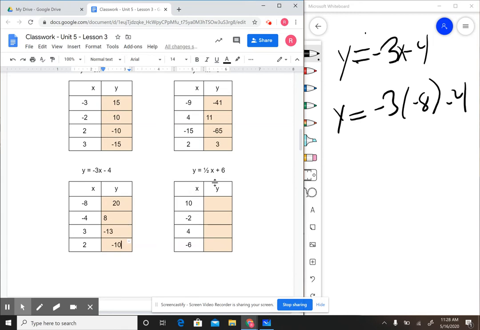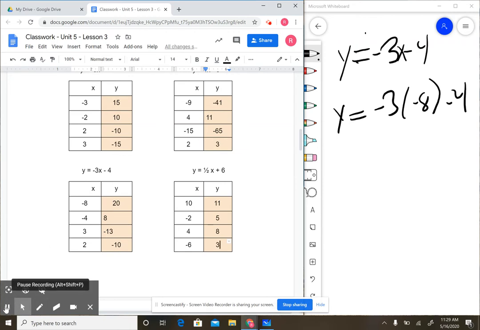So for our last table, we take our x, we take half of it, and then we add 6. So half of 10 is 5, add 6, 11. Half of -2 would be -1, plus 6 would be 5. Half of 4 is 2, plus 6 is 8. Half of -6 is -3, -3 plus 6 is 3. Okay, and that will be it for this section.